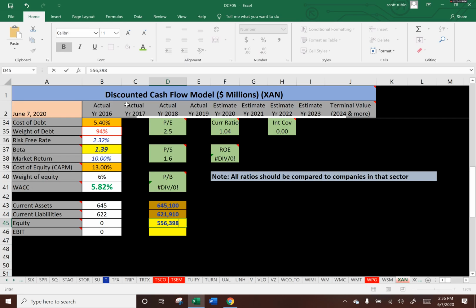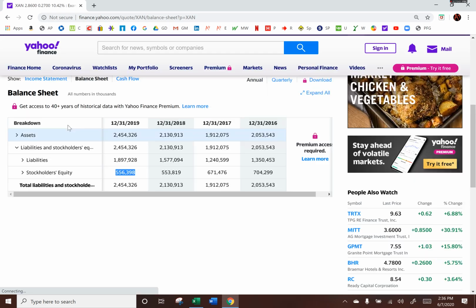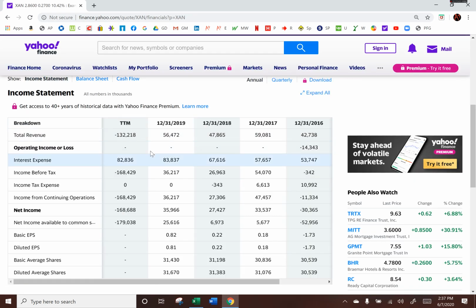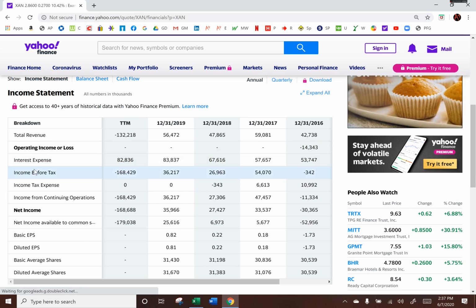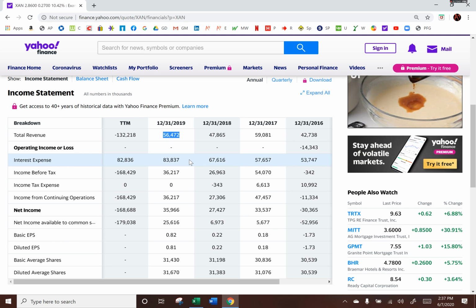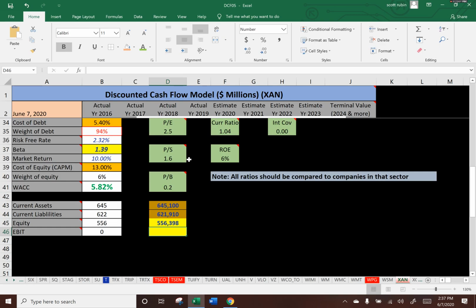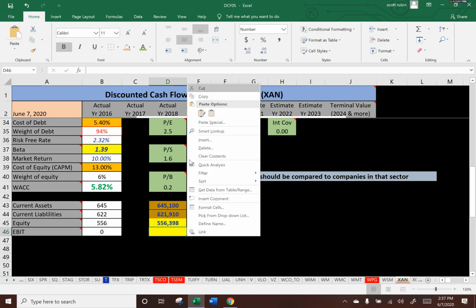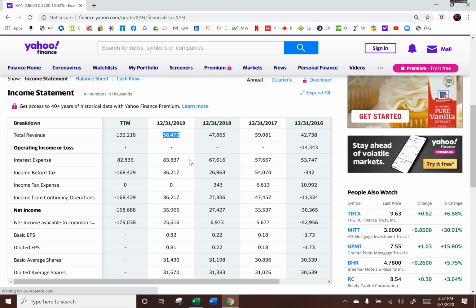So equity is 556 million and EBIT is just your income before interest and taxes. So it's just their revenue because they don't really have any cost of goods sold. So it's just revenue as their EBIT.